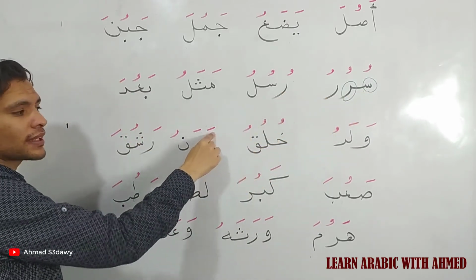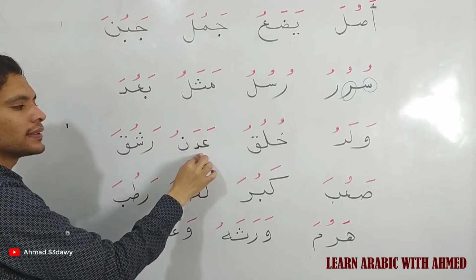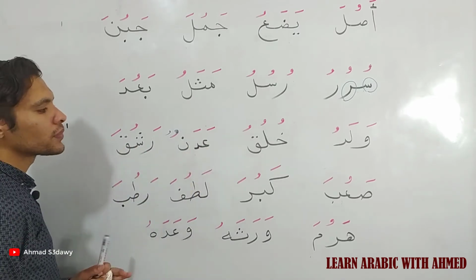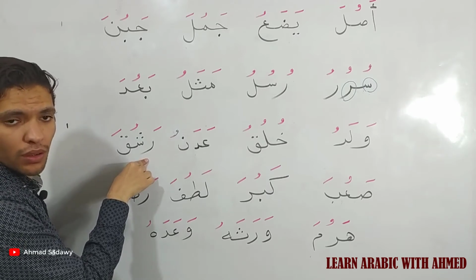A, because there is fatha. And da, dal with fatha, da. A, da, nu. Here we have ra, ra with fatha, ra.